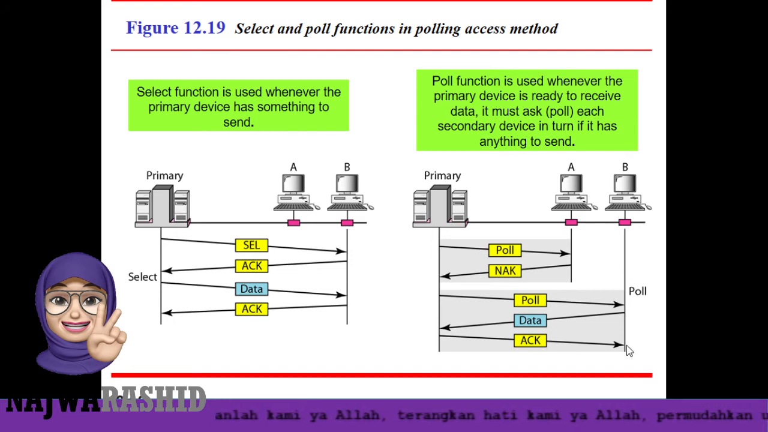So this is how the secondary stations in the network send or transmit the message, data or frame to the network, going through the primary station. The primary station controls the process of transmitting the frame.